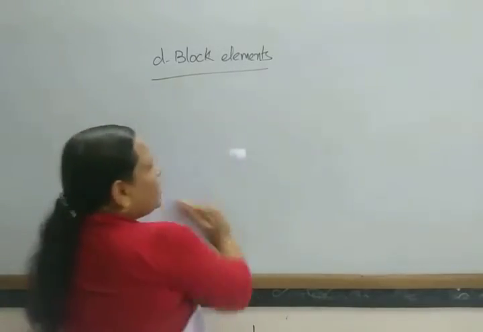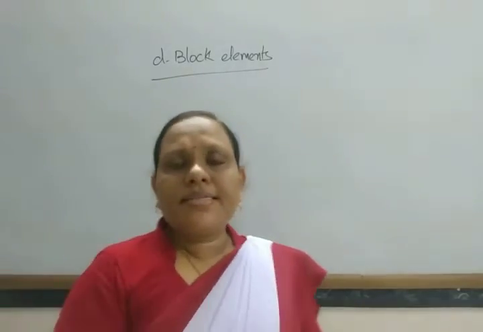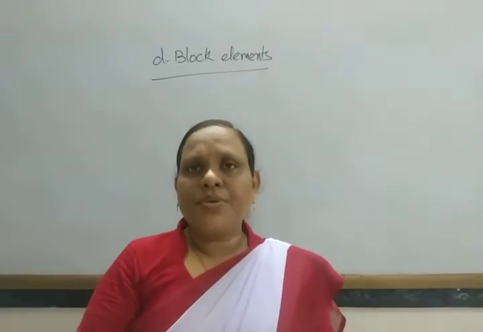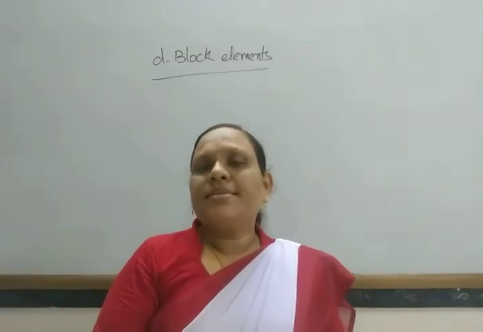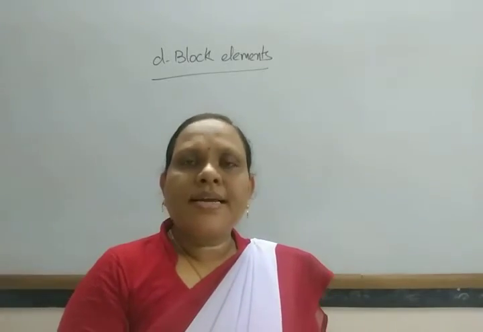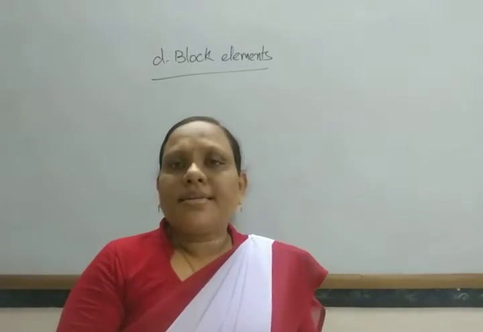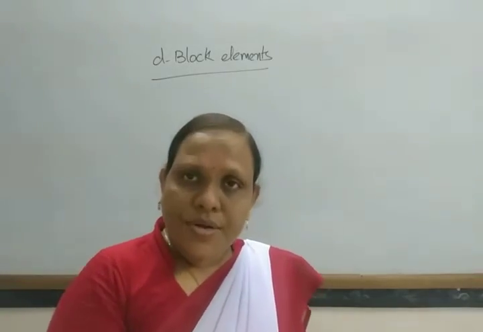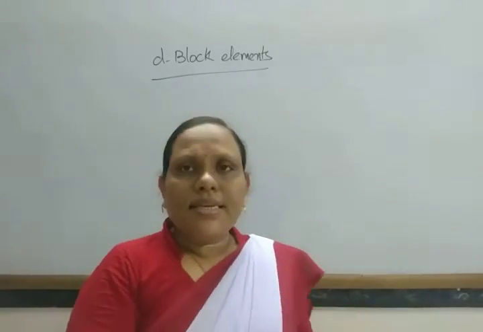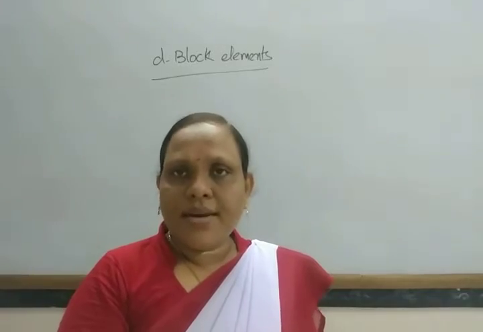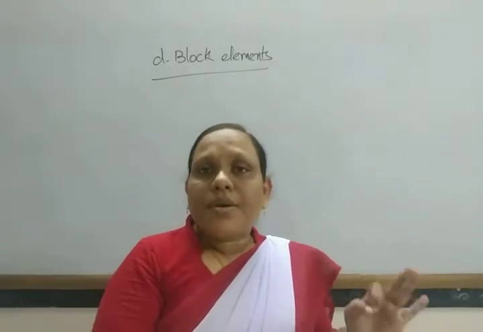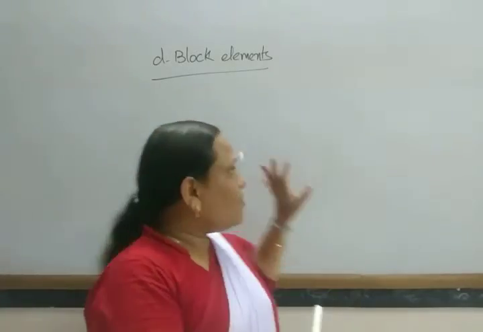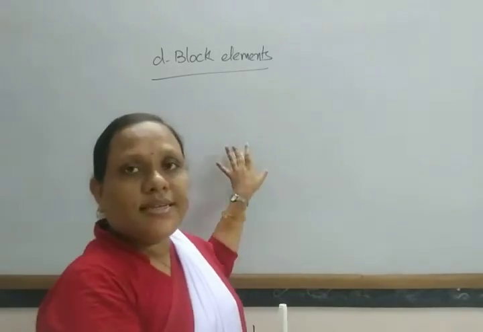Next, whenever we write the electronic configuration, the elements whose last electron enters the d subshell or d orbital are generally present in the d block, and these are known as your d block elements.